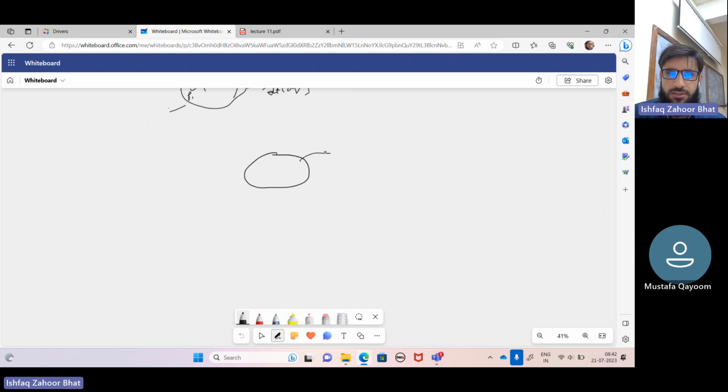So this is a disk, and this is some axis passing through it. This disk is rotating about this axis. So you can obviously see the center of mass of this system is not moving, isn't it?